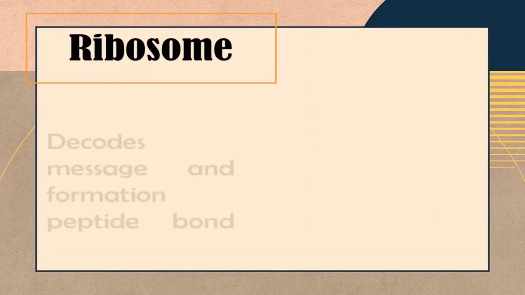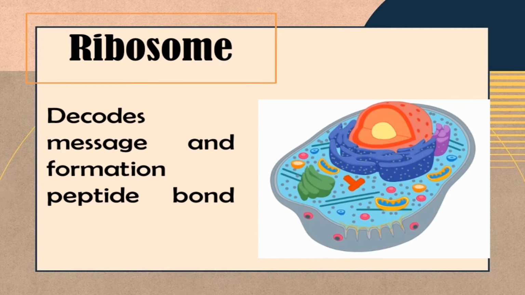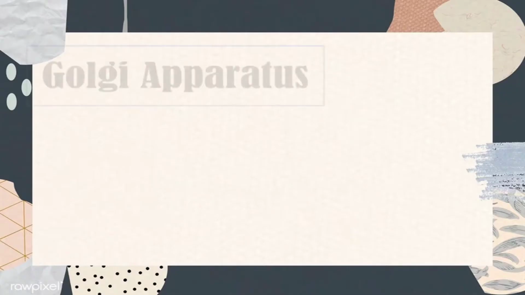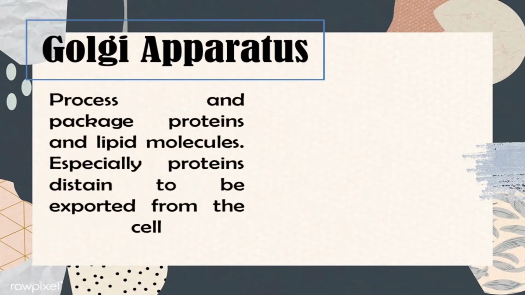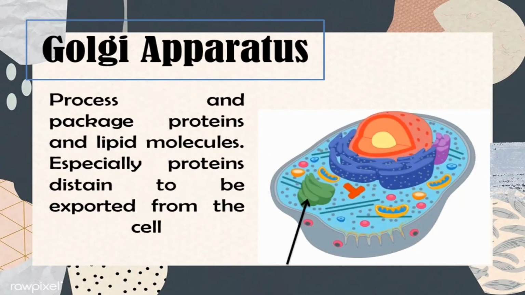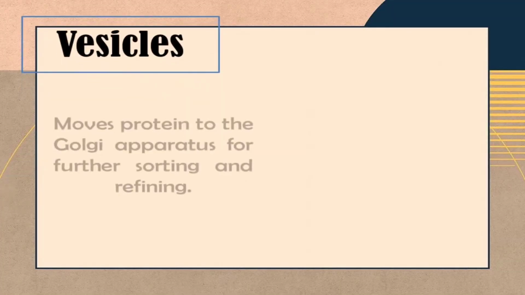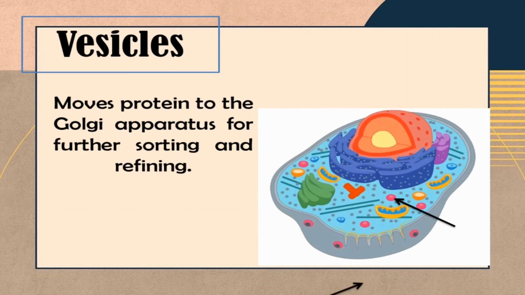Ribosomes. The function of the ribosome is decoding the message and the formation of peptide bonds. Ribosomes can float within the cytoplasm. As the ribosome builds an amino acid chain, the chain is pushed into the endoplasmic reticulum and sent to the Golgi apparatus. The Golgi apparatus is the post office, processing proteins, lipids, and molecules, and also sending the distinct products out from the cell. Vesicles are phospholipid membranes that transport particles, moving proteins and other materials between locations in the cell for further sorting and refining.